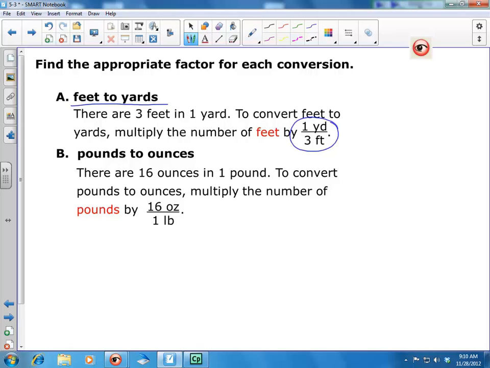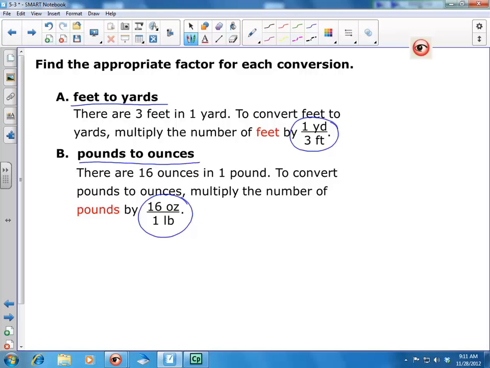Again, pounds to ounces. It says there are 16 ounces in 1 pound. To convert pounds to ounces, multiply the number of pounds by, and it gives us our fraction right here. Again, we're converting from pounds to ounces, so the ounces has to go on top, pounds on the bottom. Okay? Those are important things that I need you to take from this slide.